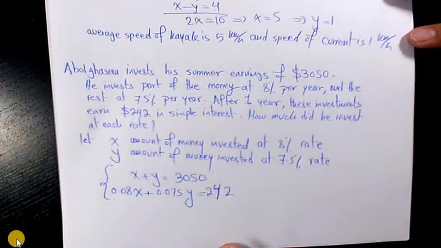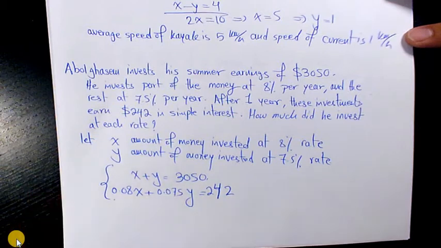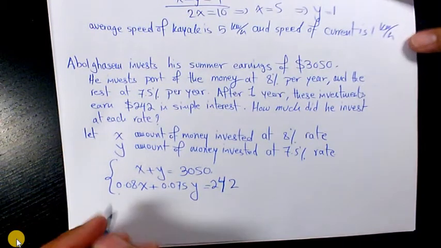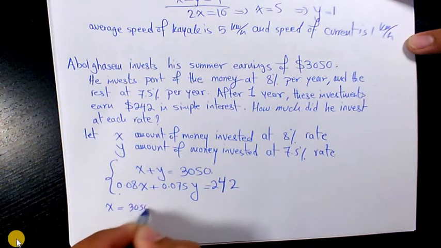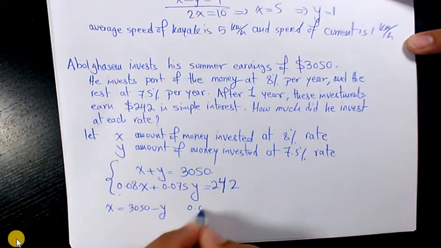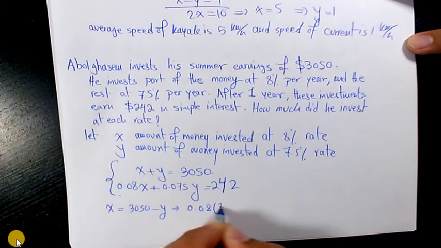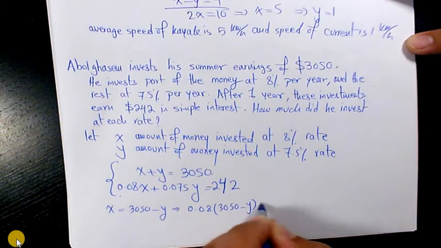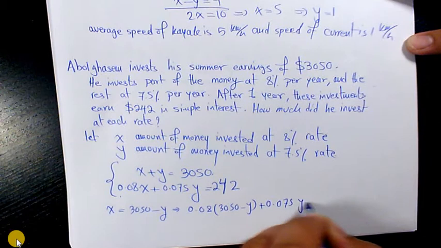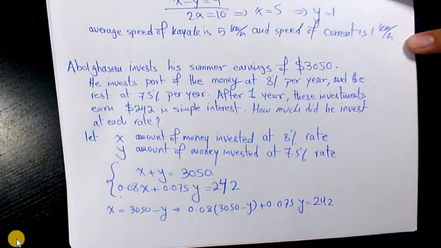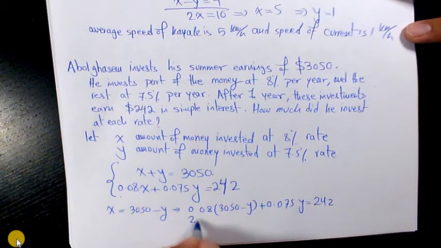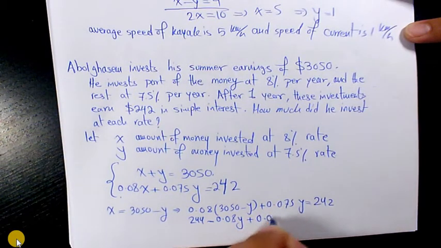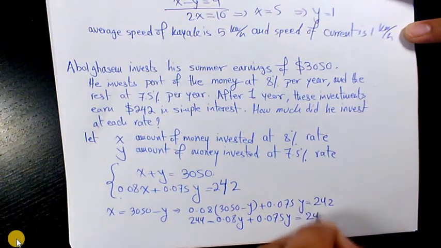Now I'm going to use the elimination method. Actually, I can use the substitution method. Let's use substitution, it's going to be easier. So x equals 30.50 minus y. Therefore 0.08 times (30.50 minus y) plus 0.075y equals 242. So we have 0.08 times 30.50, it's going to be 244 minus 0.08y plus 0.075y equals 242.